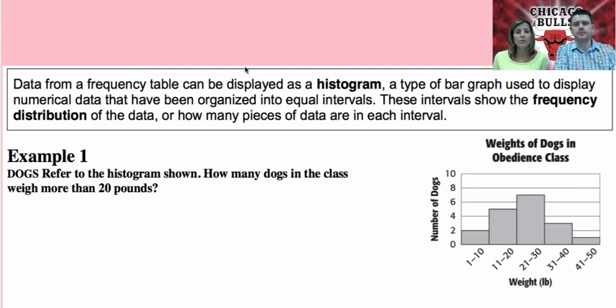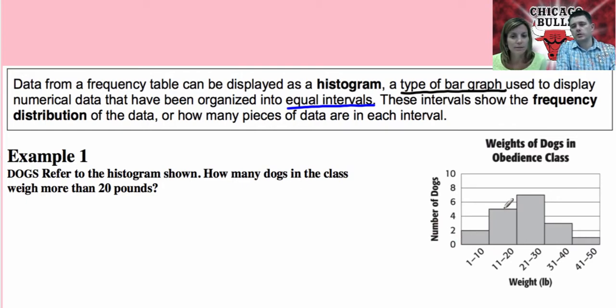So in elementary school, we work a lot with a bar graph. A histogram is very similar to a bar graph. It's used to display numerical data, but this time, because it's numbers and not just types of colors or days of the week, it's organized into equal intervals, so it's easier to read. So we need to make sure that the intervals show the frequency or the distribution of the data. That'll be shown on our y-axis, and then it'll tell us how many pieces of data are in each interval.